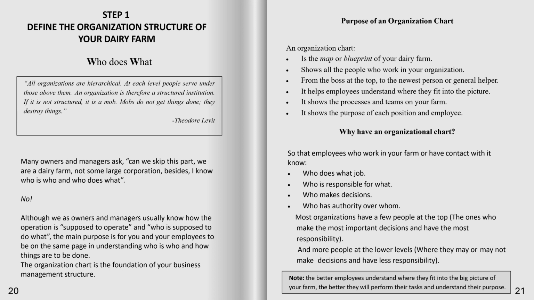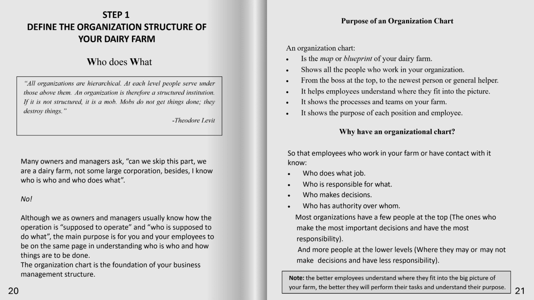Many owners and managers ask, "Can we skip this part? We are a dairy farm, not some large corporation. Besides, I know who is who and who does what." No. Although we as owners and managers usually know how the operation is supposed to operate and who is supposed to do what, the main purpose is for you and your employees to be on the same page in understanding who is who and how things are to be done. The organization chart is the foundation of your business management structure.